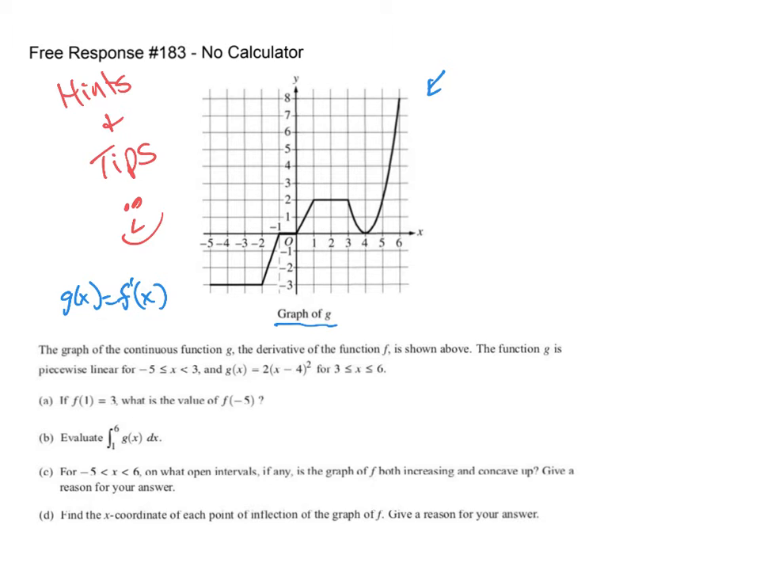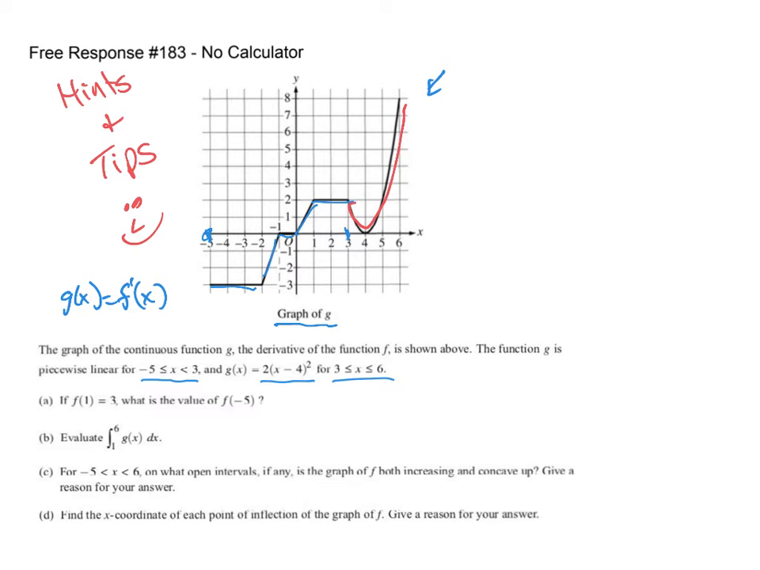The function g is piecewise linear from -5 up to 3. From -5 less than or equal to x less than 3. And g of x is the parabola 2 times (x minus 4) squared for 3 to 6. You can see that just by visually looking at the graph here. The pieces from -5 on the x-axis all the way out to 3 are just little line segments. That's why it's saying they're linear. And then on the end we've got a piece of a parabola to finish this off. So that's how g is built.